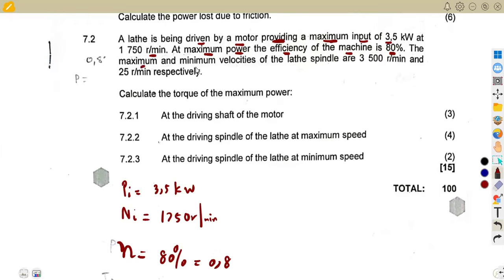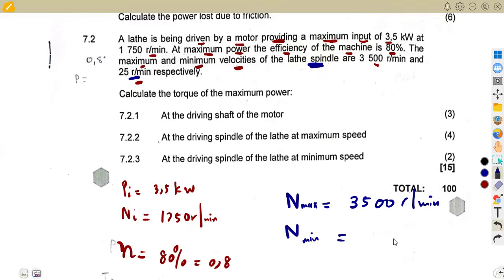Then the maximum and minimum speeds in revs per minute are given. N maximum is 3,500 revolutions per minute. This is on the lathe spindle, all right? Then the minimum is given as 25 revolutions per minute. Calculate the torque at maximum power because we are working from the maximum input. So what is going to be the maximum torque at the driving shaft of the motor?